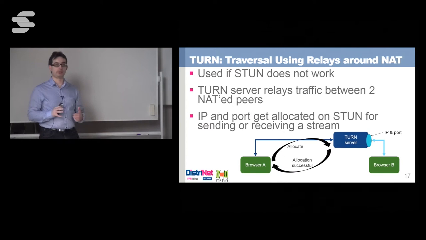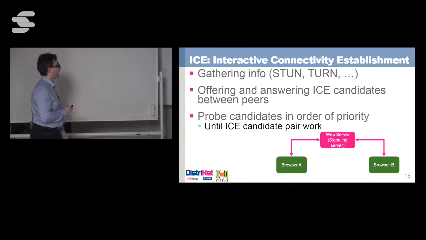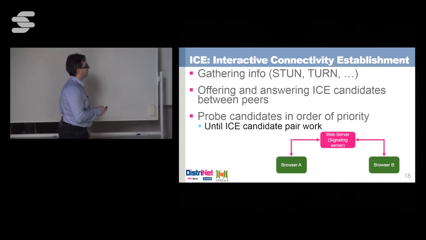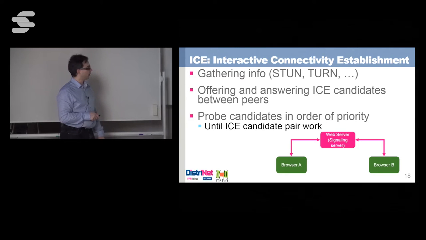So now we have the basic technologies. We know what the IP address is, we can relay, but of course this is only useful if you can actually set it up in WebRTC. And that's what we're using ICE for, because this is Interactive Connectivity Establishment. What will it do? It will try several pairs between browser A and browser B until we find one of the connection pairs that fits so that the connection can be set up.